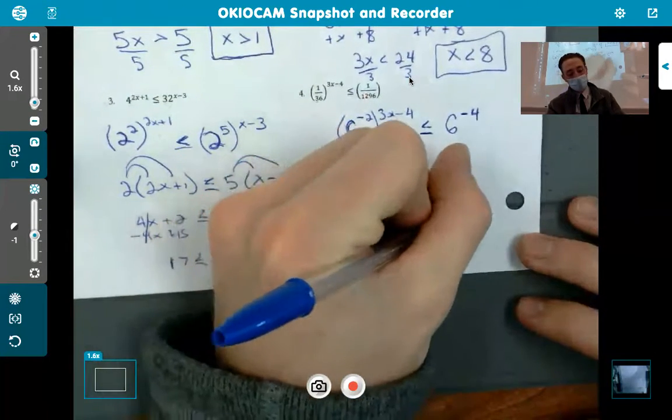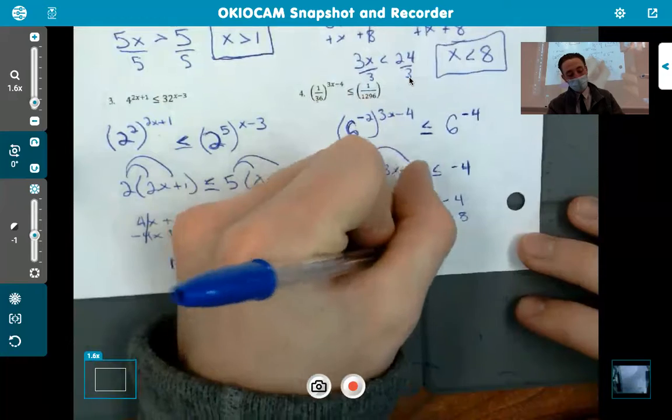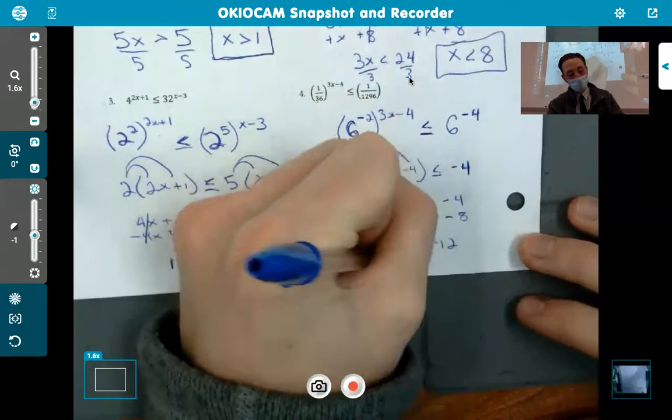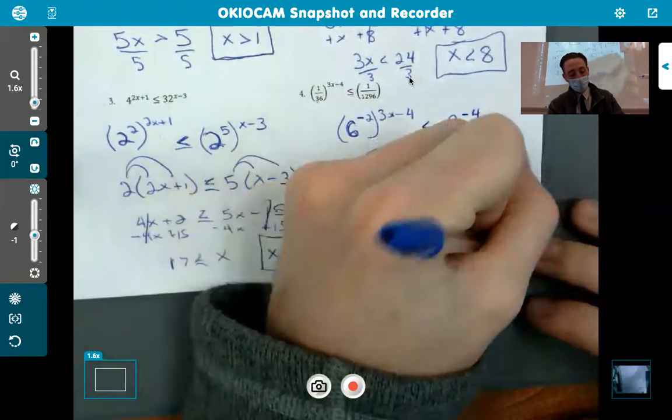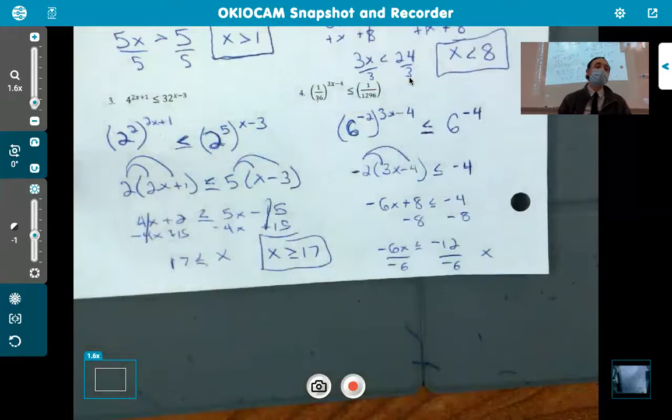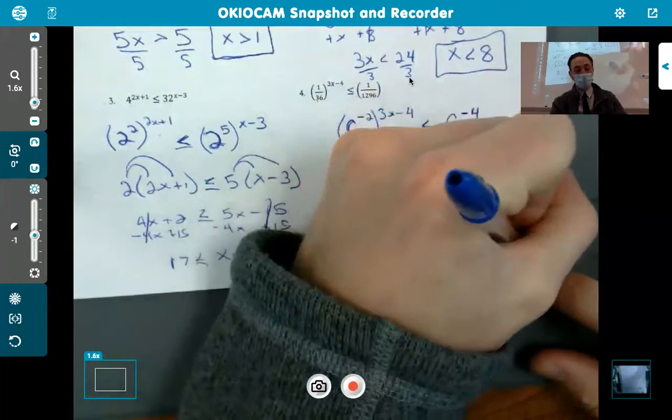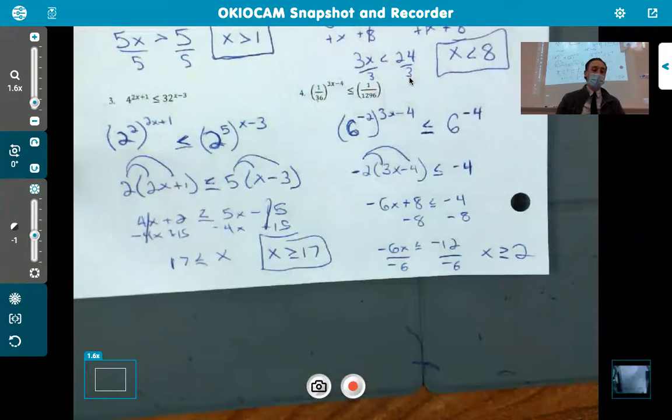Subtract 8 from both sides. I get -6x is less than or equal to -12. Divide by -6. I get x is what? It's not less than or equal to. I'm starting to move quickly through this, but let's not forget, if I divide by a negative, what happens to my inequality symbol? Flips, right? So it's going to be x is greater than or equal to 2. Be really careful about that idea.